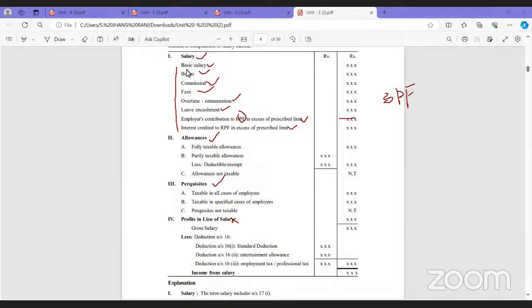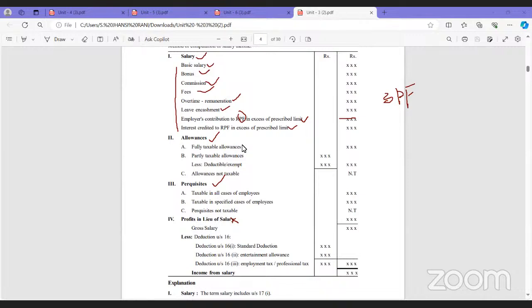Okay. So now you have to remember salary will come, bonus, commission, fees, and only these are the few points they have given. Apart from this, we have advance salary, that all we write. Okay. Next, allowances. Again, under allowances, we have fully taxable, partly taxable, and allowances not taxable.